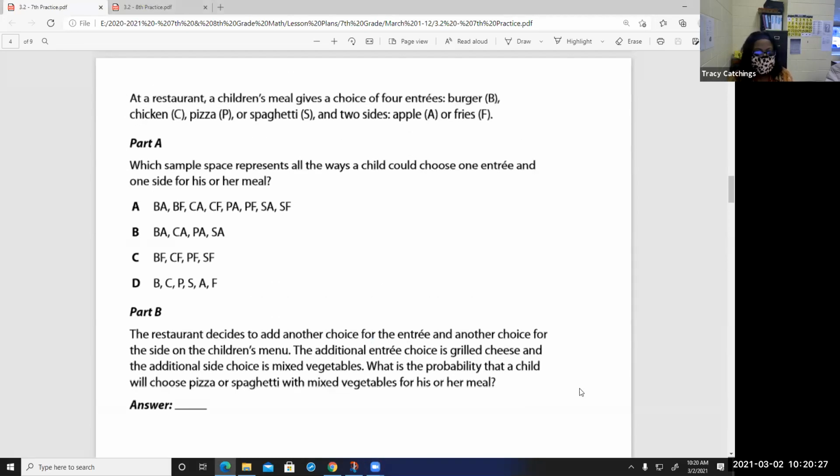All right, it reads, at a restaurant, a children's meal gives a choice of 4 entrees, burger, chicken, pizza, spaghetti, and 2 sides, apple or fries. Which sample space represents all the ways a child could choose 1 entree and 1 side for his meal? I want you to stop and think about it. Which one would show us all the ways for his options? You can draw your graph. Stop and think about it. Which one will show us all the ways for those options?